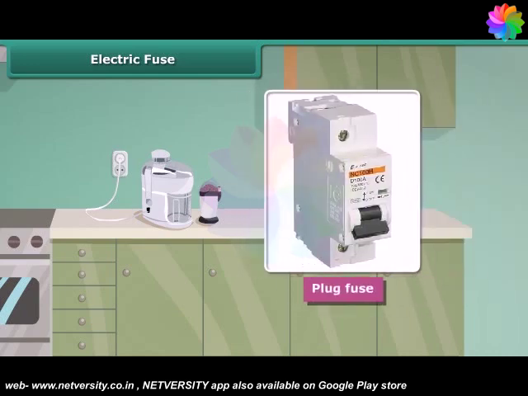Plug fuse is used in our houses. The plug fuse consists of two parts, namely, the porcelain casing and the porcelain grip. This fuse has a thin wire of tin and lead alloy which has a low melting point. Cartridge fuse is generally used in electrical appliances.